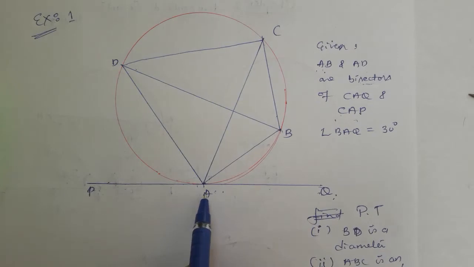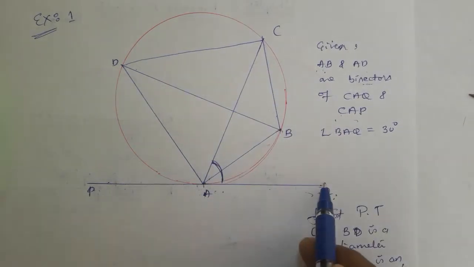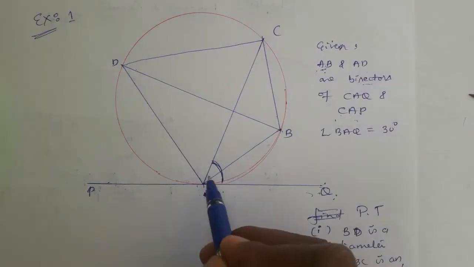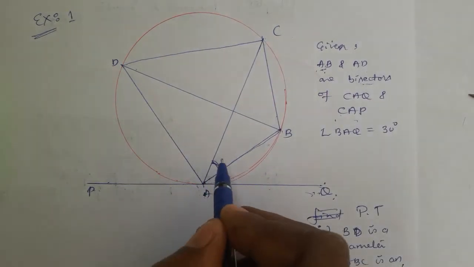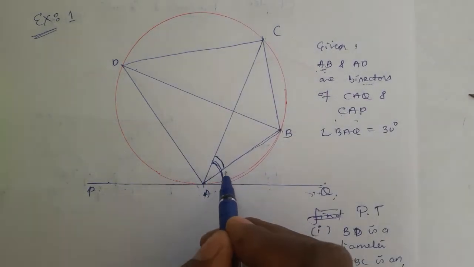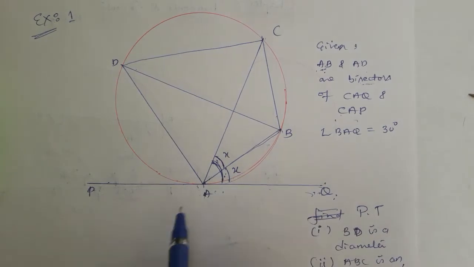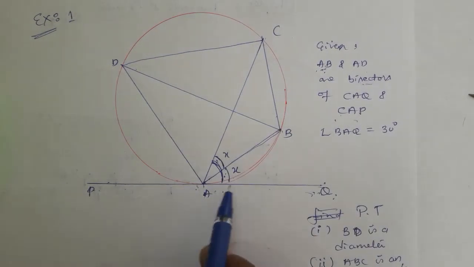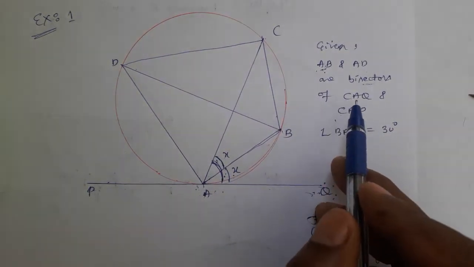This CAQ, the full angle, is divided into two equal parts by the AB line. That means here and here, these two are equal angles. I mark these two equal angles as X and X because it is given in the question that the AB line divides angle CAQ into two equal angles.